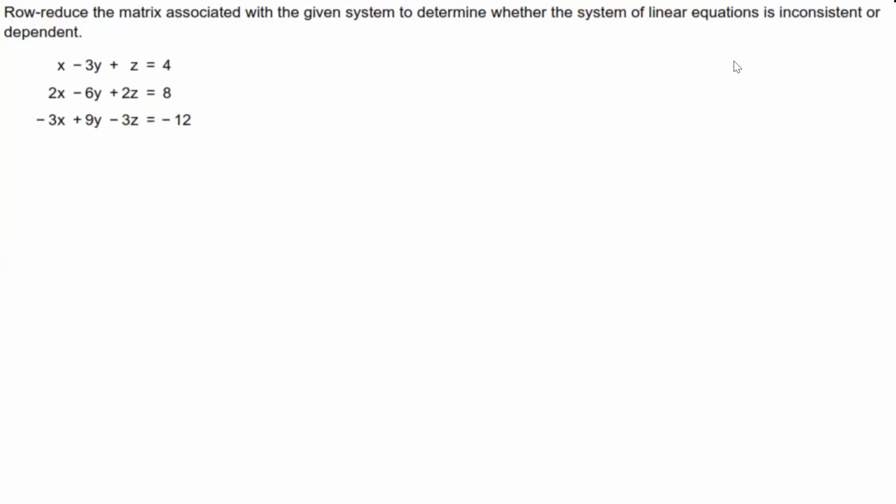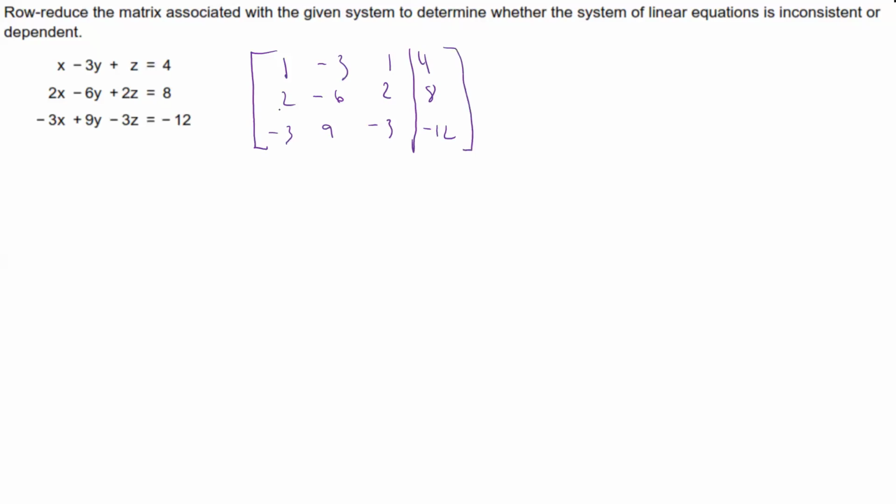All right, so here we're supposed to row reduce by hand the matrix associated with this system, and then determine if it's an inconsistent or a dependent system. So what we want to do is write this as a system. So we have 1, minus 3, 1, then a 4. Then we have 2, minus 6, 2, 8, and minus 3, 9, minus 3, minus 12.